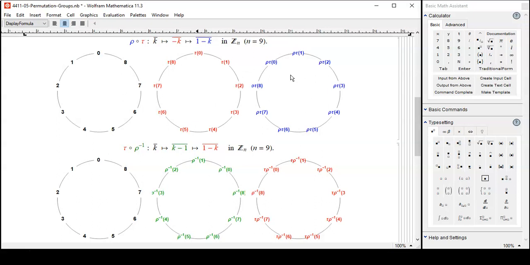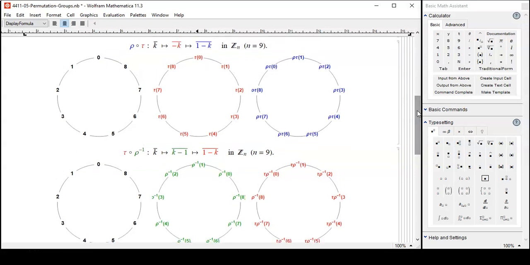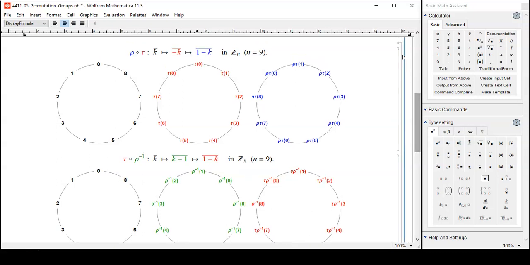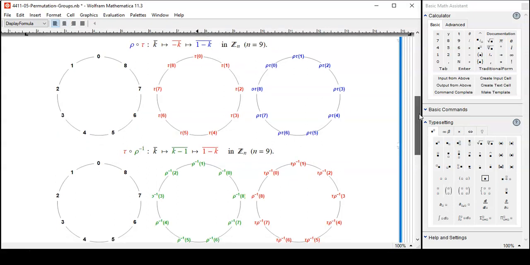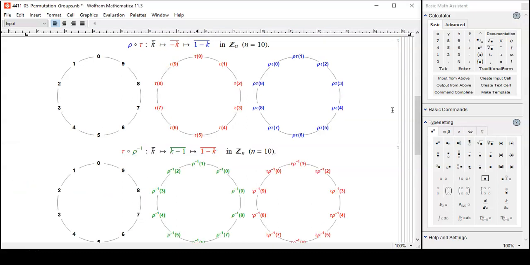So here, this blue and this red, please check, they're the same. Please compare, they're the same. So tau first and then rho versus rho inverse first and then tau, they're the same. And this is for n equals 9, so we have Z9, but this program is randomized, so run it again and you're going to get some different n value. They're all going to be the same.